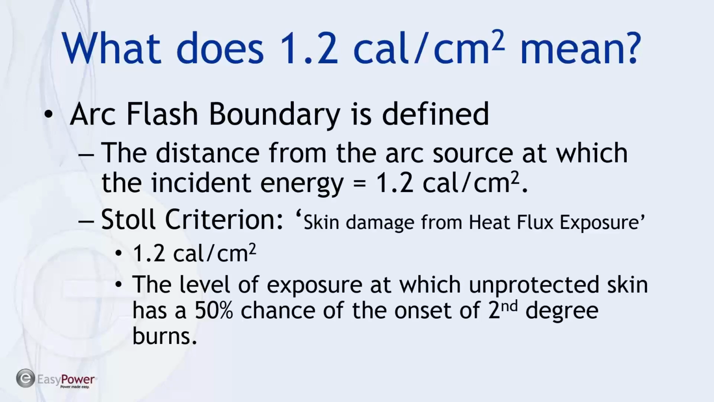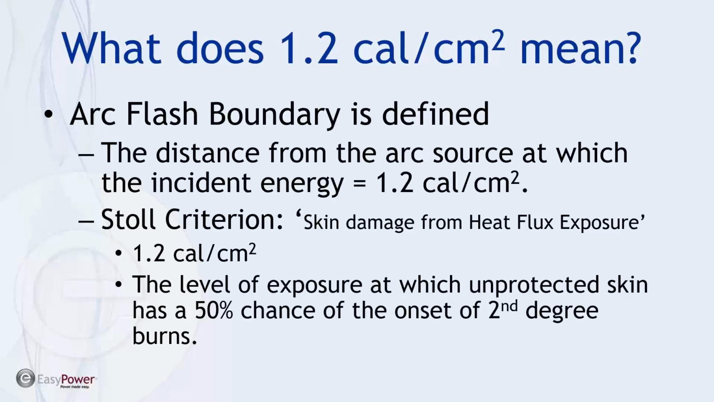And the table that she provided, or the criteria that was provided, has several different levels, actually a continuum of exposure and heat flux, and how it correlates to skin damage. And the 1.2 calorie per square centimeter boundary or level of exposure was that which, for unprotected skin, presents a 50% chance of the onset of second-degree burns.